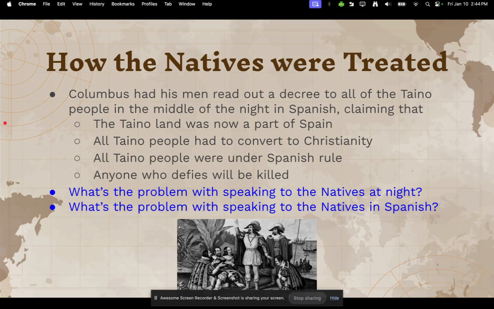So Columbus had his men read out a decree to all of the Taino people in the middle of the night in Spanish, claiming these 4 things: that the Taino land was not part of Spain, all Taino people had to convert to Christianity, all Taino people were under Spanish rule, and anyone who defies will be killed. So, 2 questions for you. What's the problem with speaking to the natives at night? What's the problem with speaking to the natives in Spanish?